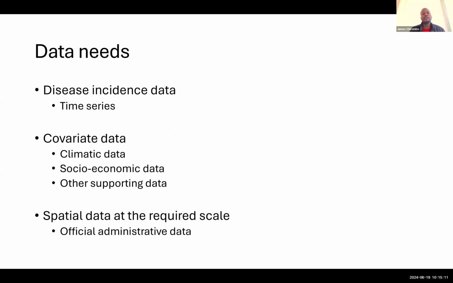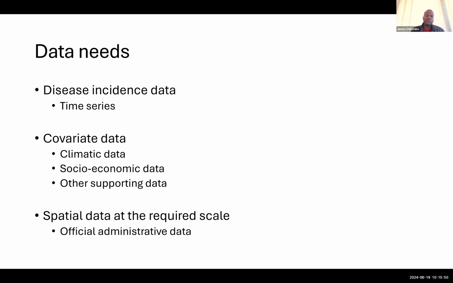If we are talking about diseases, then we obviously need to have data on disease incidence or prevalence. And since we are talking about climate change issues here, if we can have time series data that spans a lot of years, that would be ideal. We might need to have some covariate data, whether it's climatic data, socioeconomic data, as I mentioned, or other supporting data that we think has an impact on the disease outcomes. So we want to use all that to have a better understanding of what's going on with our disease outcomes.